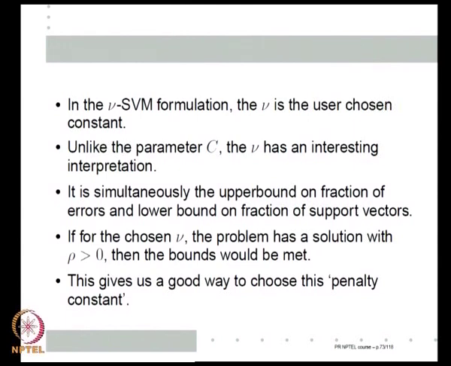Suppose on this problem I cannot get a solution where I misclassify only 10% of points, it turns out that the rho that I get would be 0. So, maybe I will change the 10% nu to 15% nu. But the nu has a nice interpretation, and hence in that sense it is much easier to choose than the penalty constant C. This is the real utility of the nu SVM. Okay.